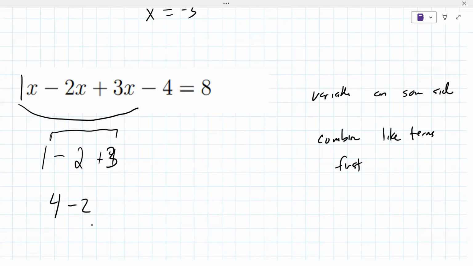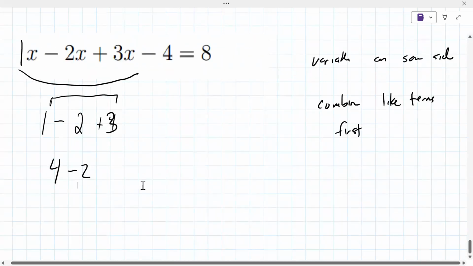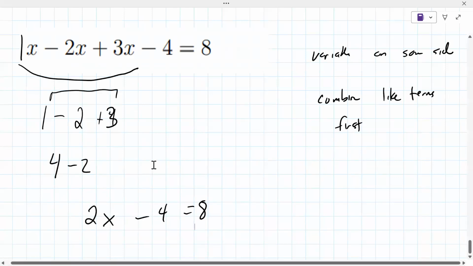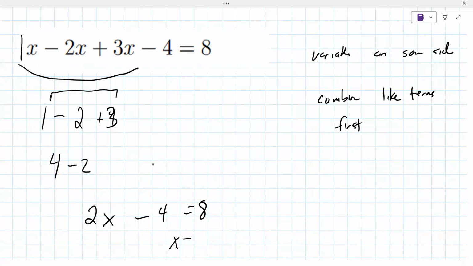Still waiting for the answer. Oh, sorry, 4 minus 2 is 2. So never mind, this is 2x minus 4 equals 8. So could you solve this for us, please? X equals 6. Yes.